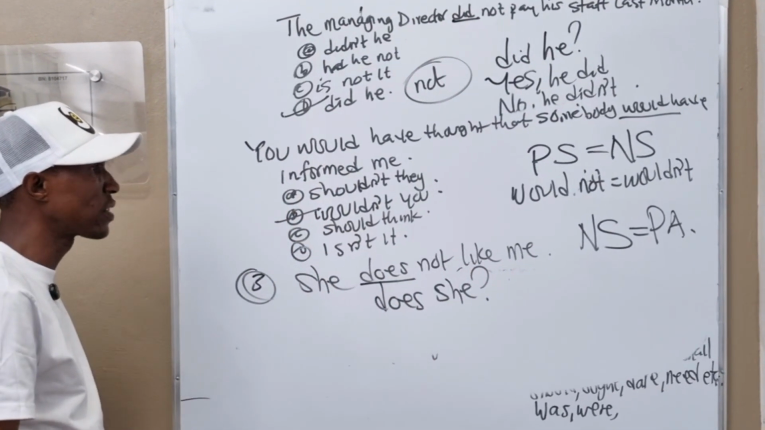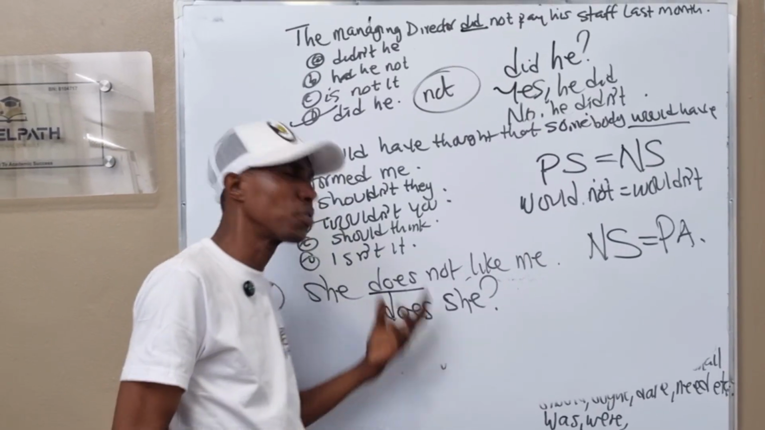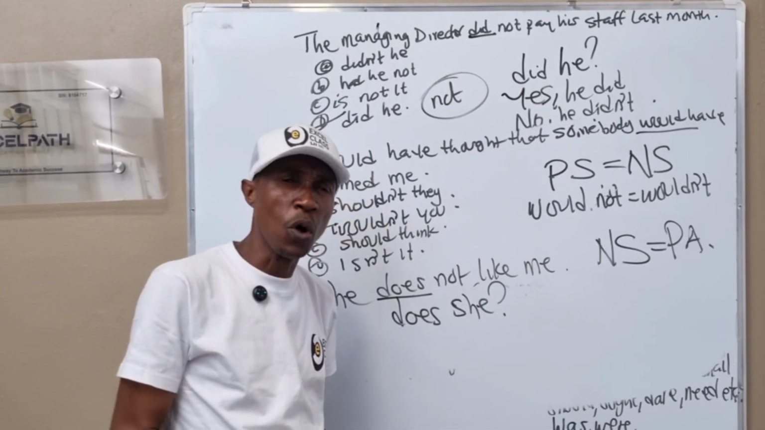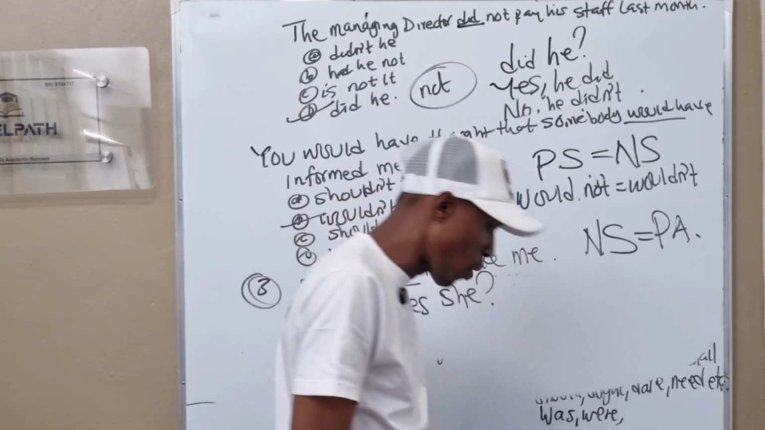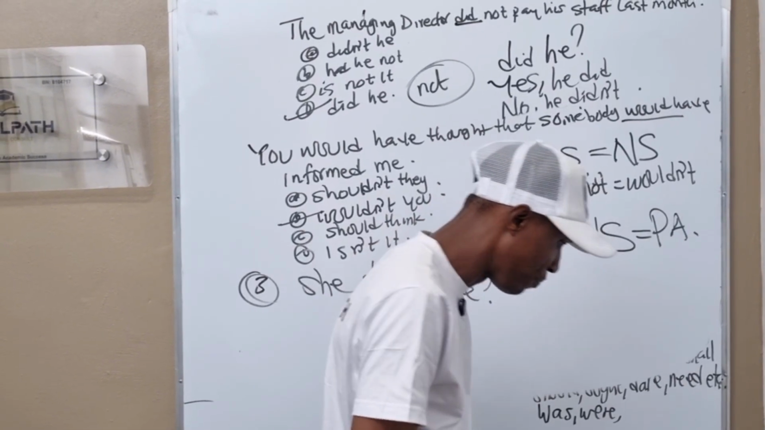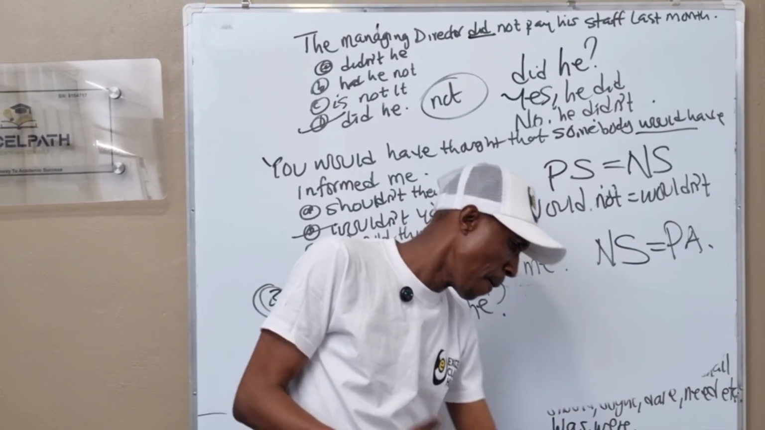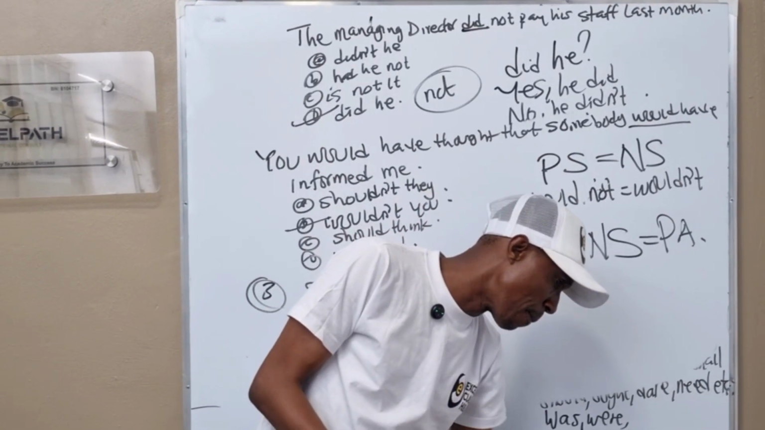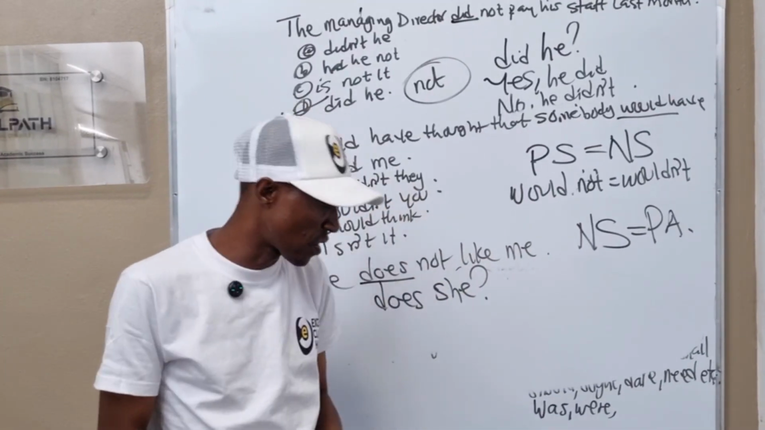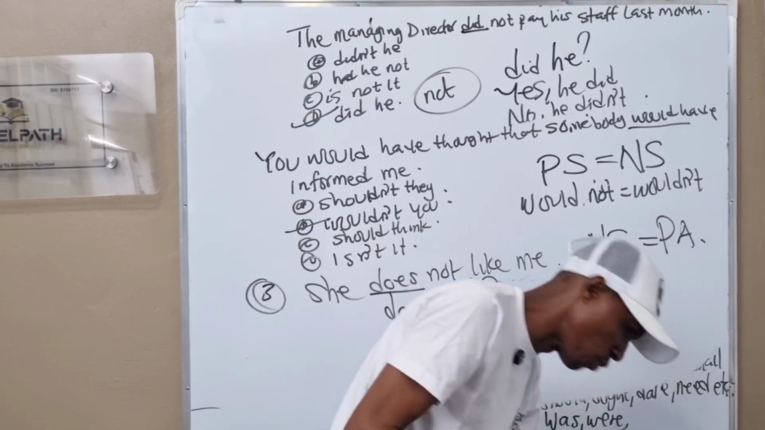So she does not like me. The answer becomes what? Does she? So you can't change the question given to you. You are to follow the principles. When you follow the principles, then you don't have any issue.